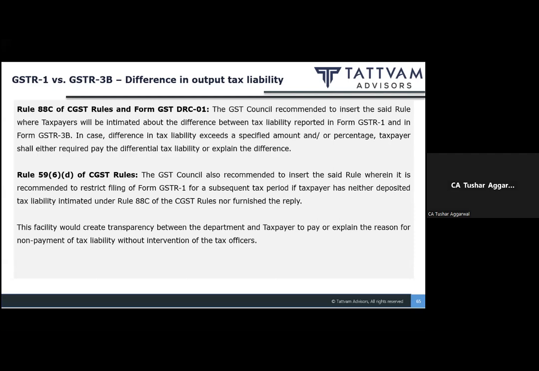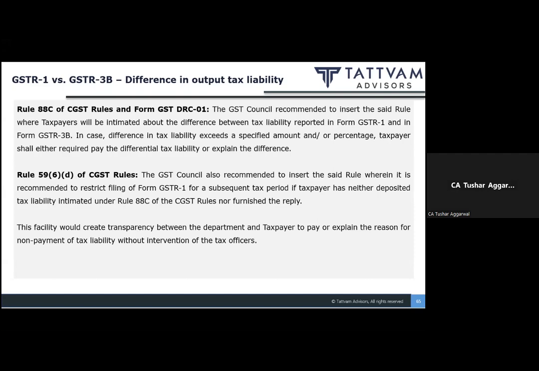And now simultaneously, they are also introducing Rule 59, wherein they are saying that they will restrict the filing of GST 1 for a subsequent period if the taxpayer has not replied to the above notice or not paid tax for the difference in GST 1 and 3B.